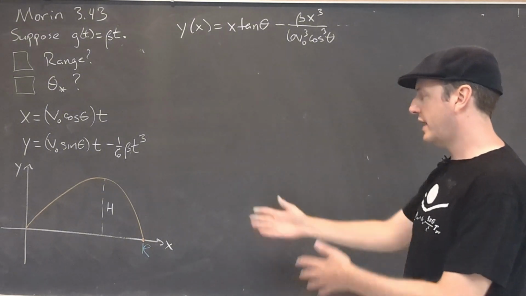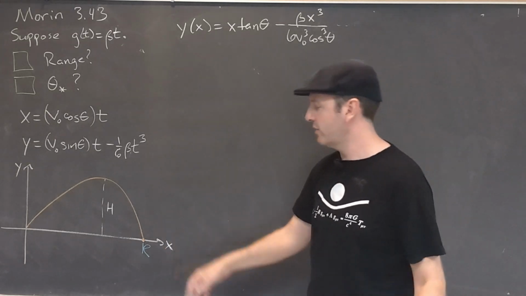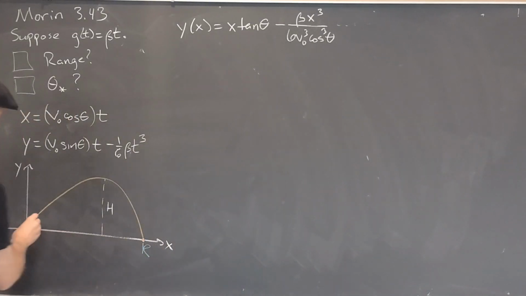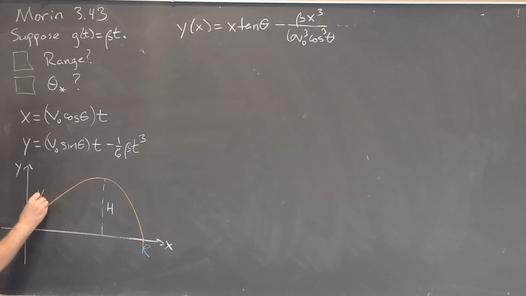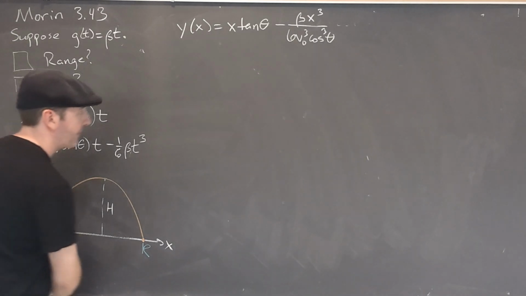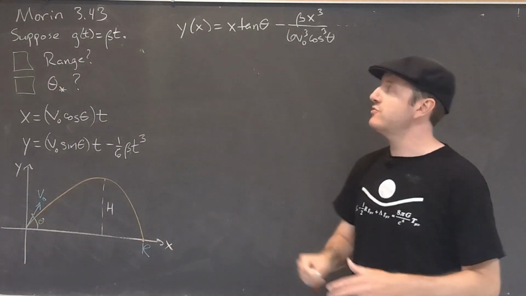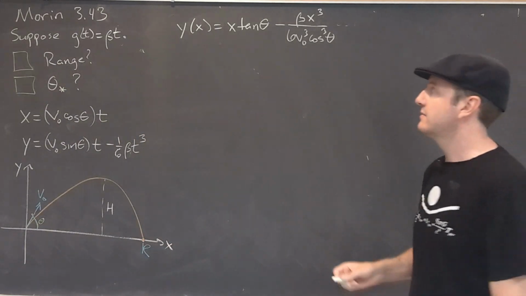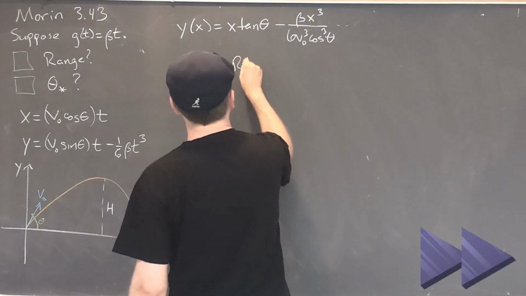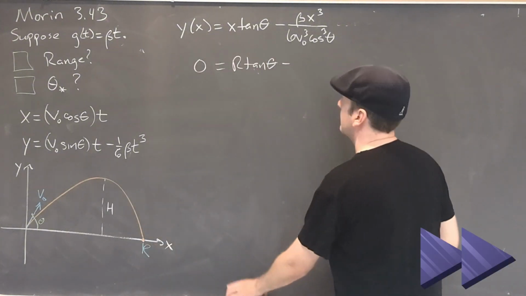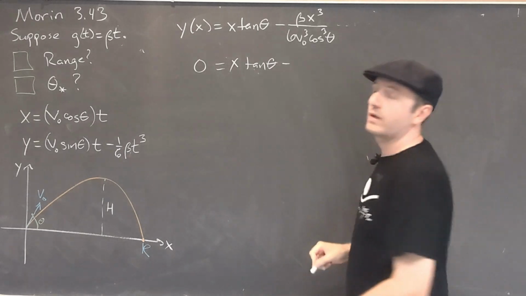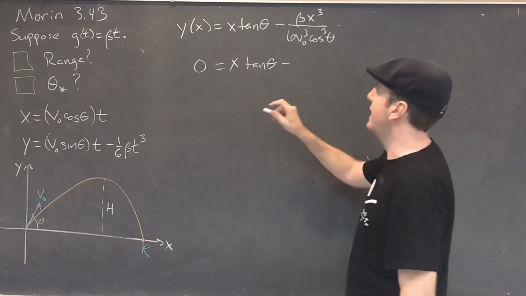And we want to know, okay, what is the range? What is the max height? What angle maximizes this range? Let's not forget we have some initial velocity here and some launch angle theta. Okay, to find the range, let's just set y equal to 0 and solve for x. I'll leave it as x for now.